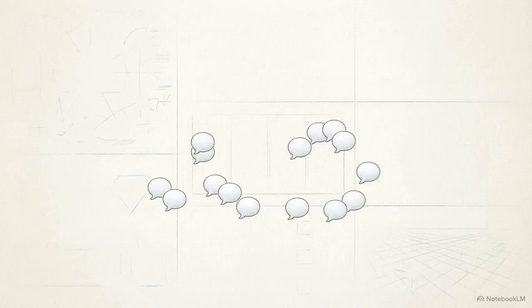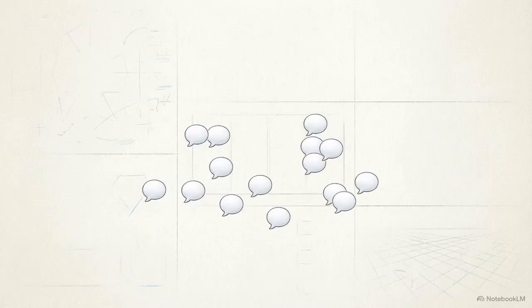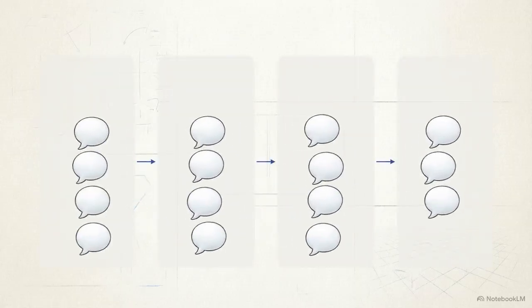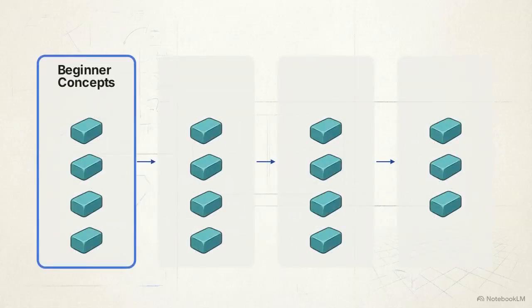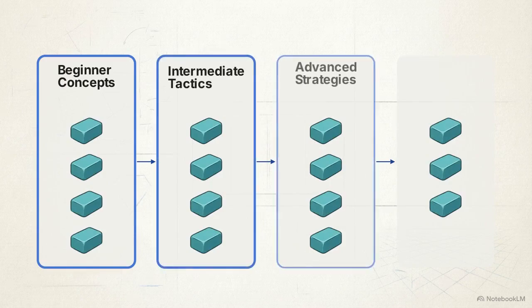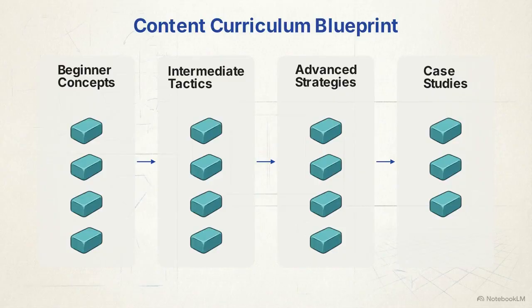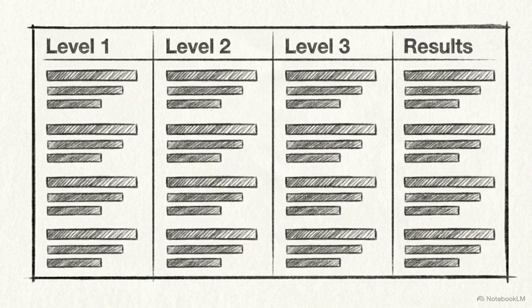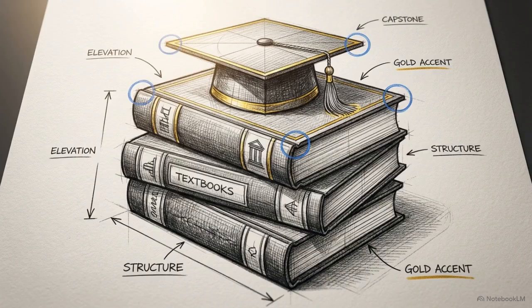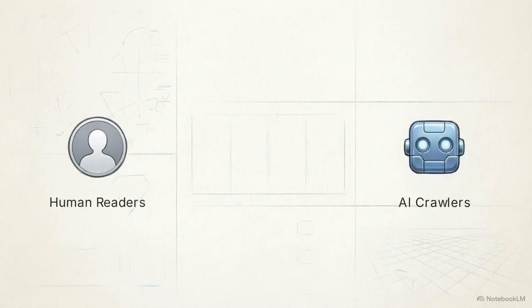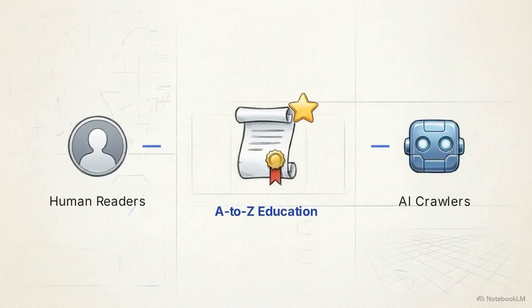As you can see in this layout, you cannot leave your keywords in a random list. You need to group them into a logical progression, starting with beginner concepts, moving through intermediate and advanced tactics, and ending with case studies. Your tracking document should now have 4 distinct subheadings. Aim to place 3 to 5 specific queries underneath each heading. Organizing your content this way mimics a structured academic curriculum. It proves to both human readers and AI crawlers that your website provides a complete A to Z education on the subject.